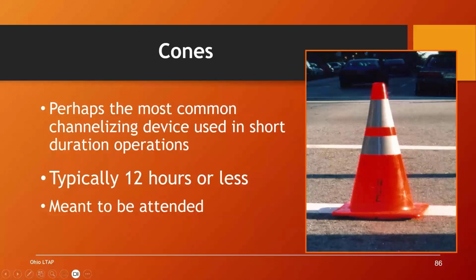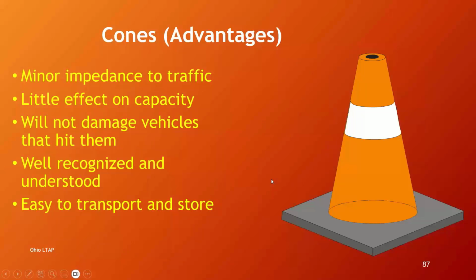So cones are the most common channelizing device used in short duration operations. We talked about work duration in part 1, but a short duration operation is during the daytime, 12 hours or less in length. That's where most roadway maintenance activities take place. And when you're using cones, you're supposed to be out there with the cones. If you're leaving a lane closure up overnight, then you should be using drums. So why are the cones so common? It's because there's a lot of advantages to using cones.